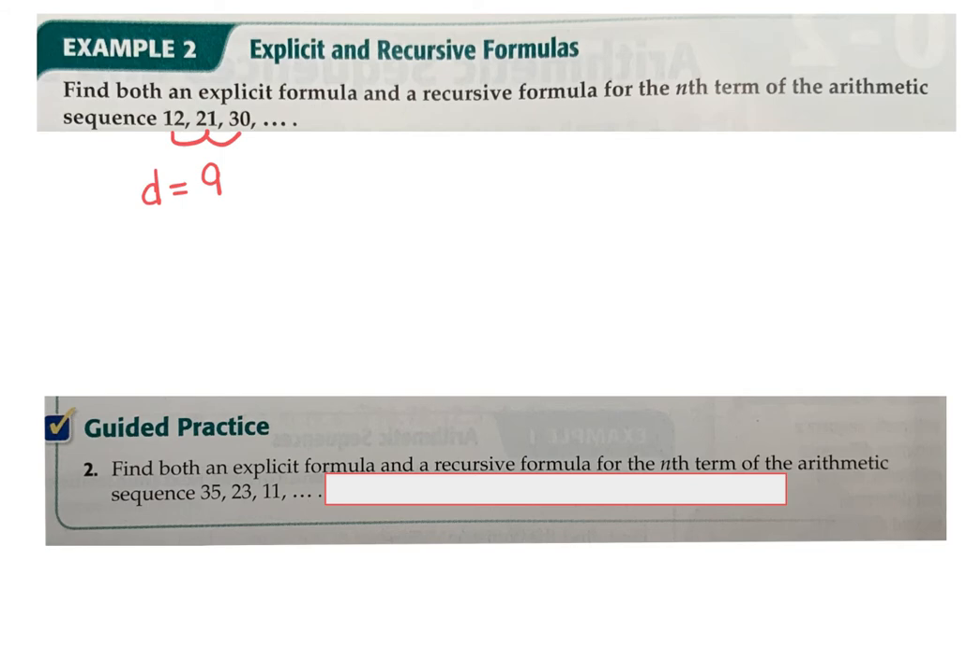So if I were going to look at a recursive formula, then to find my nth term, whatever term I'm looking for, I have to have the term in front of it. And we note that by a sub n minus 1. That's the term in front of it. I take the term in front of the one I'm looking for and I add my common difference. So that would be the recursive formula: the term in front of it plus my common difference. That's recursive, right?